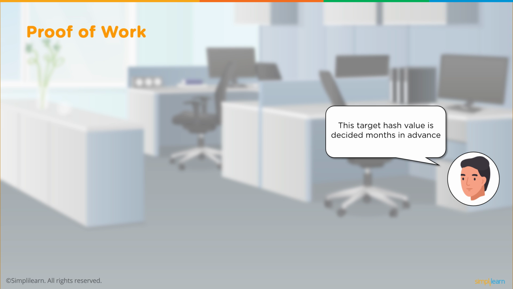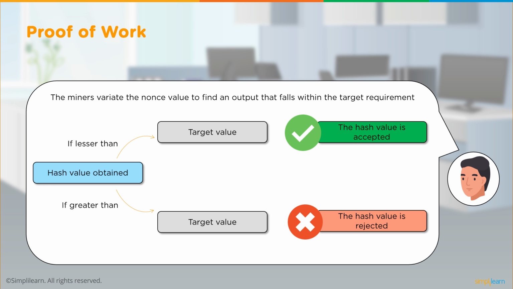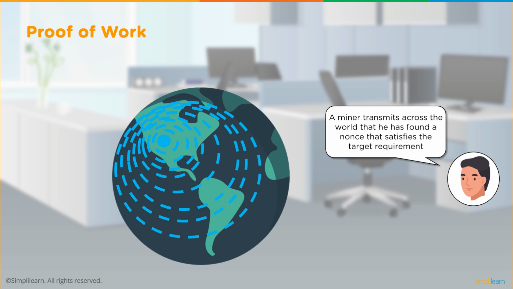So this target hash value is decided months in advance for every block. The miners keep varying the nonce value to find an output that falls within the target requirement. So they keep on generating a hash value using the nonce, and if it is less than the target, the hash value is accepted, and if it is greater, then the hash value is rejected. The miner's effort is not considered valid. Now, a miner transmits across the world that he has found a nonce that satisfies the target requirement as soon as he finds it.